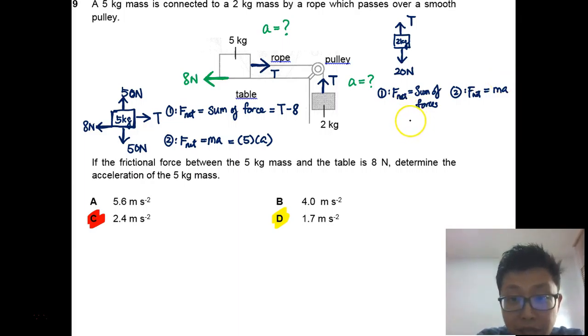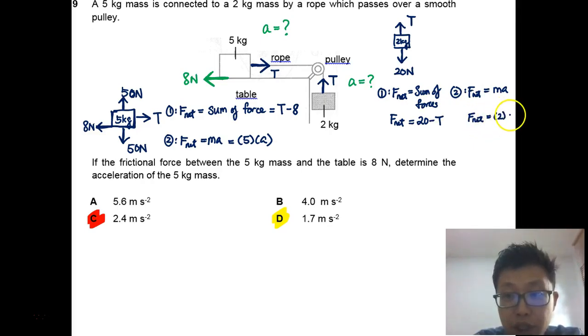So now I will expand on my expression. F net is equal to, I will take this as 20 minus T. I will take downwards as the positive. Down here I would have F net equals to 2 kg times acceleration. Okay, so what do I do now? I have so many different unknowns.